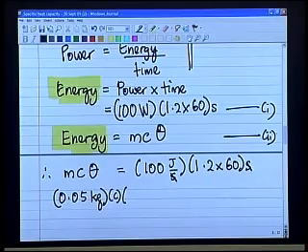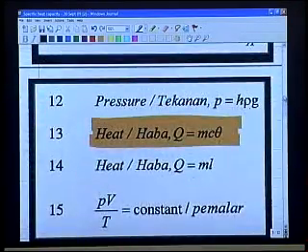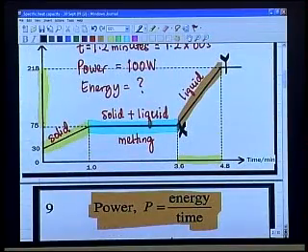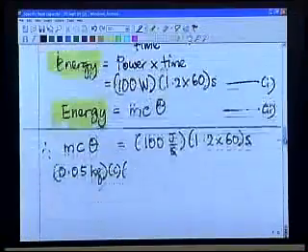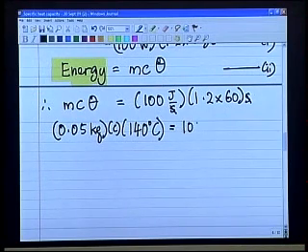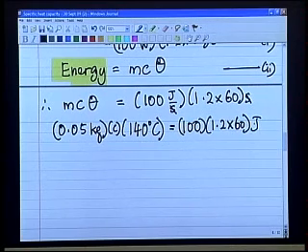Now look at the graph. Theta is actually the change in temperature. From 78, it goes up to 218. So what is the temperature change? 218 minus 78, we have 140. To speed up, I'll just write down 140 degrees Celsius. So this will give me 100 times 1.2 times 60. The unit is in joules.